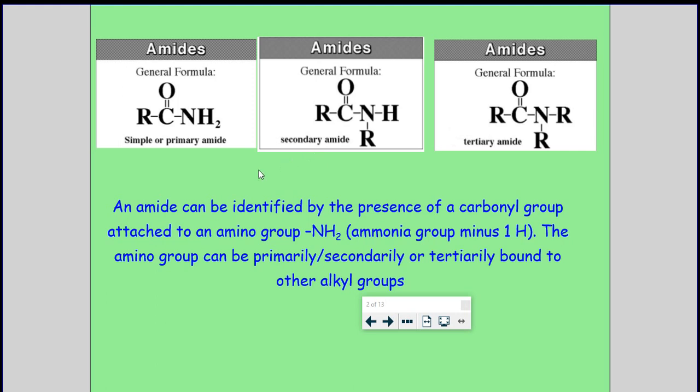You've seen these types of configurations and designations before when we've done alcohols, so it shouldn't be too new. The tertiary type of amide is a carbonyl attached to a nitrogen, with two alkyl groups on the right flank here and a third alkyl group on your carbonyl. So amides typically are a carbonyl attached to a nitrogen. Whether it's primary, secondary, or tertiary, that's what you're really looking for: a carbonyl and a nitrogen.